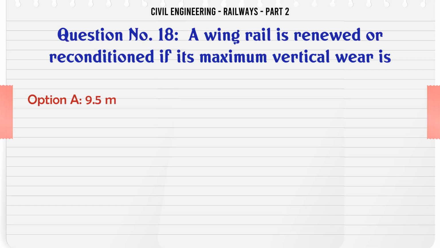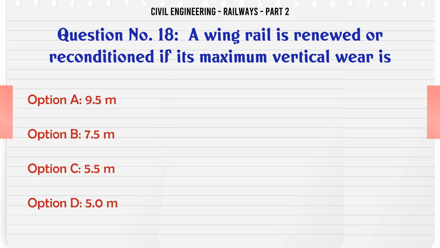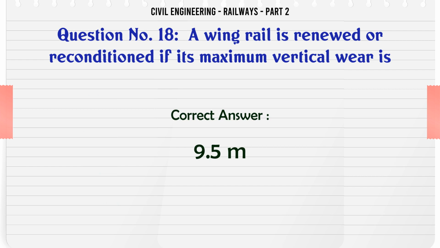A wing rail is renewed or reconditioned if its maximum vertical wear is A. 9.5 mm, B. 7.5 mm, C. 5.5 mm, D. 5.0 mm. The correct answer is 9.5 mm.